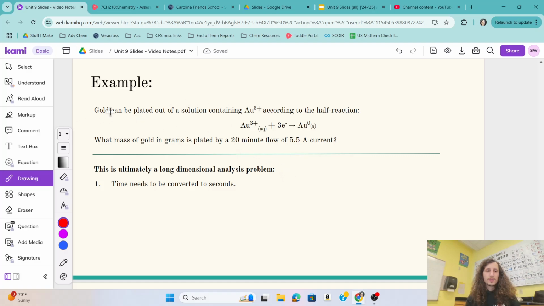So we're given a prompt. Gold can be plated out of a solution. So solid gold, we're plating it out from a solution if we add a current to it, if we pump electrons into the current. Because if you add electrons to dissolved gold, you get neutral, solid gold. So we're asked what mass of that solid gold can we make in grams if we apply a 5.5 amp current for 20 minutes.